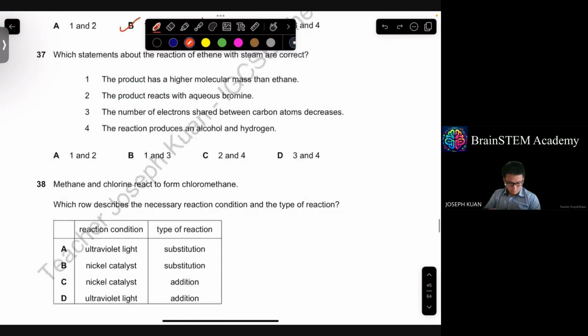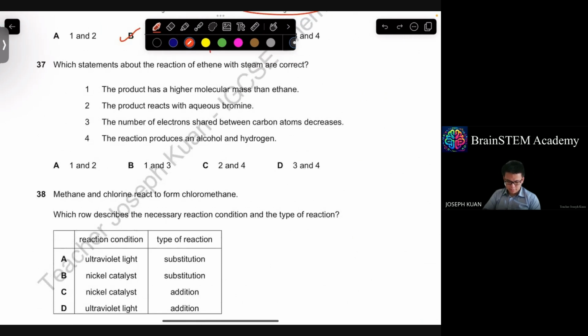Okay, next question. Which statements about the reaction of ethene with steam are correct? The product has a higher molecular mass than ethene. From deduction, I think so, because the only difference between this and ethene is having an extra O, so it must have a higher molecular mass. The product reacts with aqueous bromine. No, it's already saturated, so it won't react with bromine at room temperature, at least.